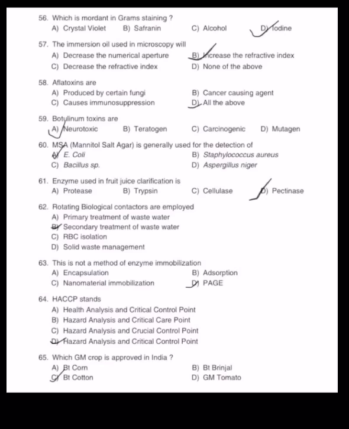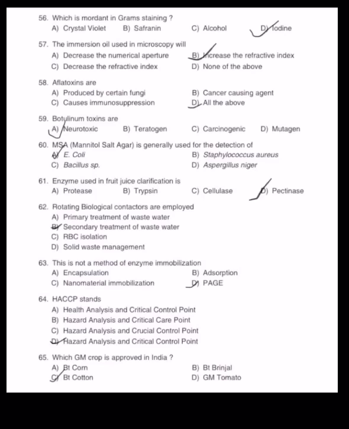58. Alpha toxins are option D, all of the above. 59. Botulinum toxins are option A, neurotoxic. 60. MSA used for the detection of option A, E. coli. 61. Enzyme used in the fruit juice clarification is option D, pectinase. 62. Rotating biological contactors are employed in option B, secondary treatment of wastewater. This is not a method of enzyme immobilization. Option D, PAGE. 64. HACCP stands for option D, hazard analysis and critical control point.